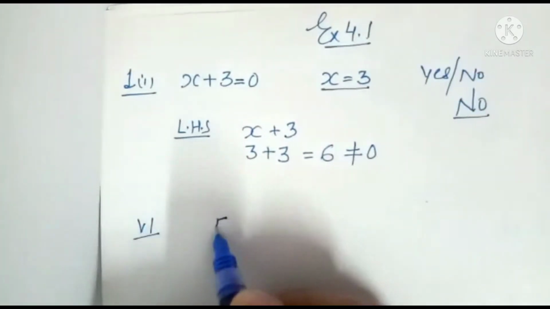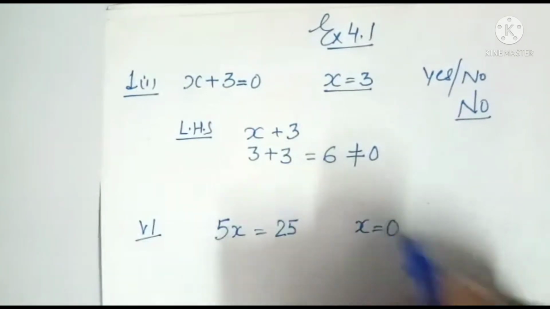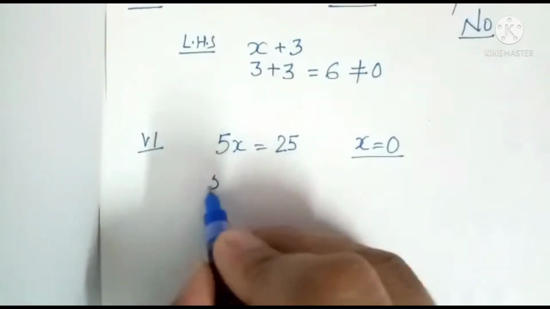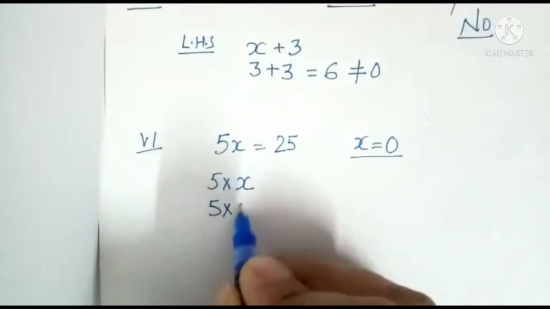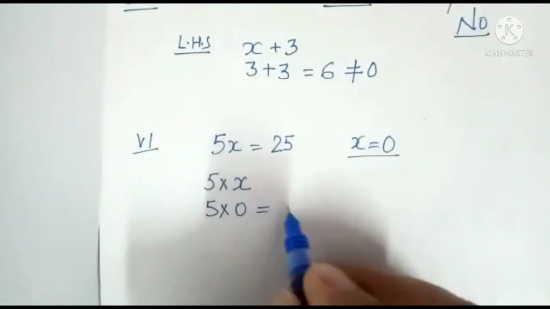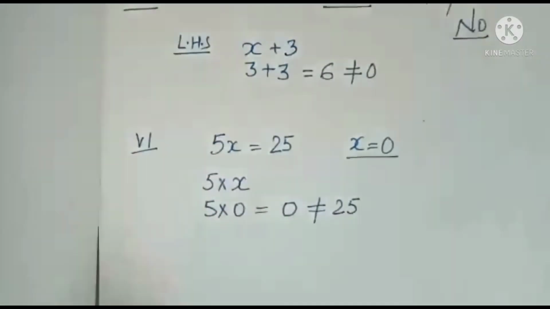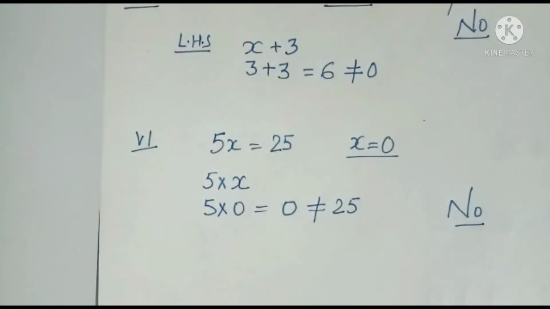Sixth part I am going to teach you. 5x is equal to 25. Here you are given the value x is equal to 0. So we will substitute it in the left hand side. 5x, that means 5 multiply x. So we will substitute 5 into 0. 5 into 0 becomes 0. It is not equal to the right hand side, that is 25. So we will say that it is also not a solution, that means it doesn't satisfy the equation. So in this way you can solve all the parts of question number 1.